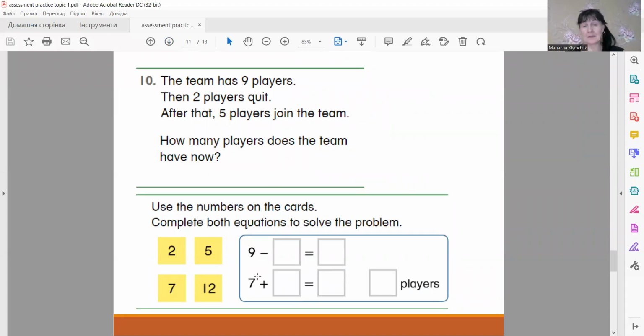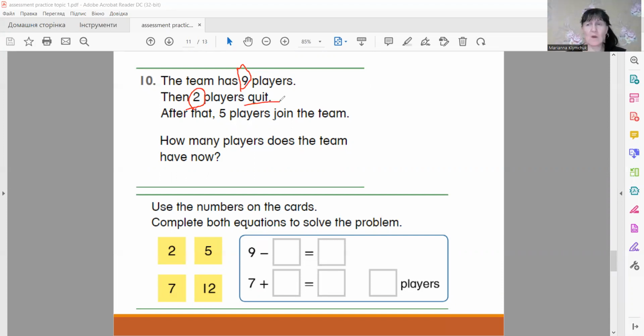Number 10, again, what do we do? We read attentively the story and pay attention to numbers and keywords. Here there are some keywords maybe you didn't know, but right now I am teaching you, okay? And I will send you a list of words that we need to study, keywords. So the team has 9 players. Then 2 players quit. What does it mean, quit? Left the game, didn't want to play anymore.